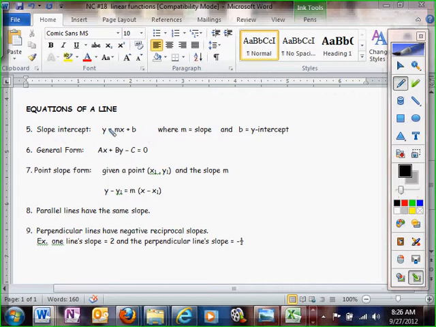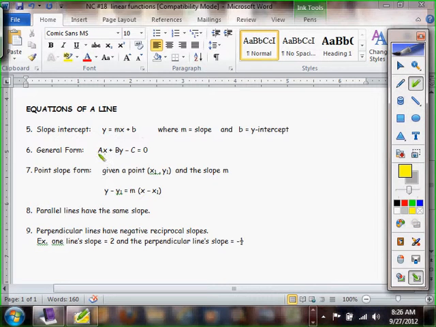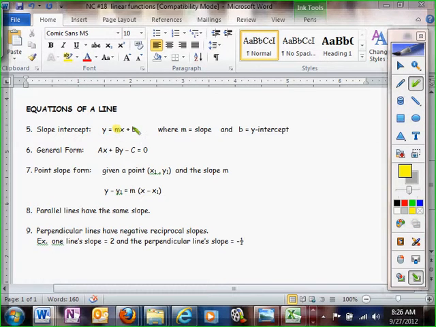Now actually getting to the equations of a line. Number 5 is the one that you're probably most familiar with and the one you'll probably use the most. It's the slope-intercept form. The reason why it's called the slope-intercept form is because you have a slope m and you have a y-intercept b. So we have a slope-intercept.